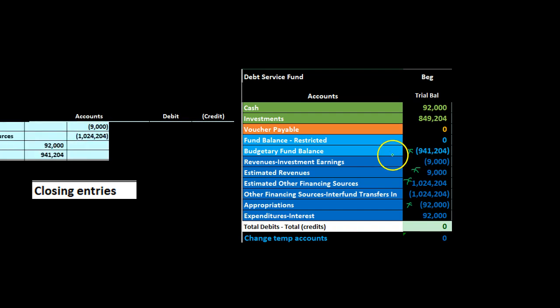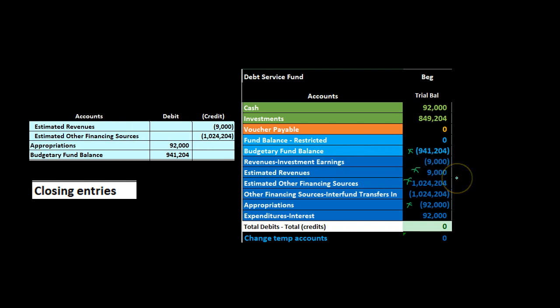So if we think about this, we're just going to say, all right, this has a debit in it, so we're going to make it go down. So we're going to credit the estimated revenues. Then the estimated other financing sources, it has a debit in it. We need to make it go to 0, so we're going to credit that one. Then we have the appropriations. It has a credit in it. We need to make it go down, so we're going to debit it.